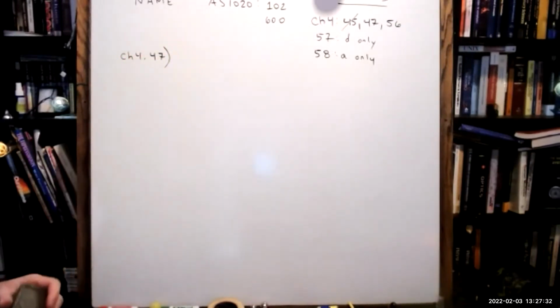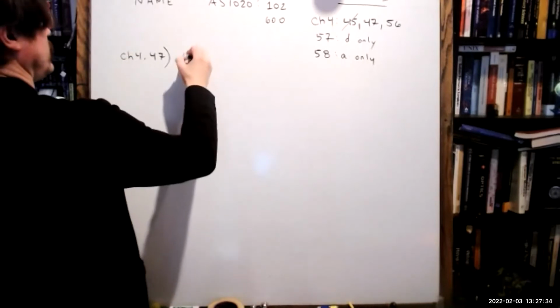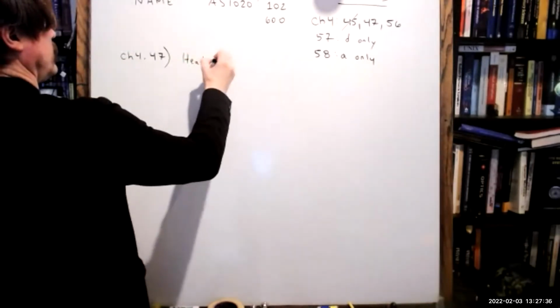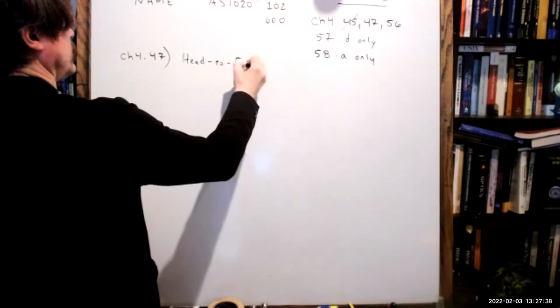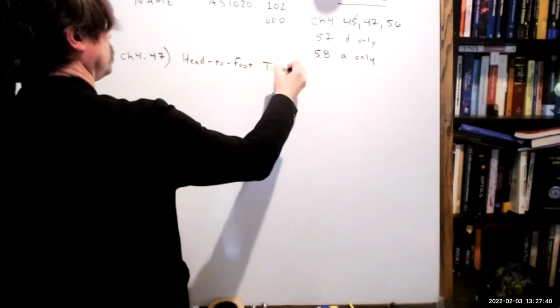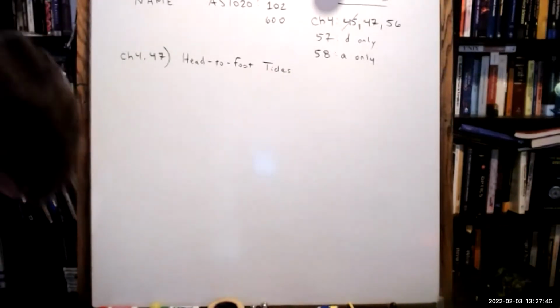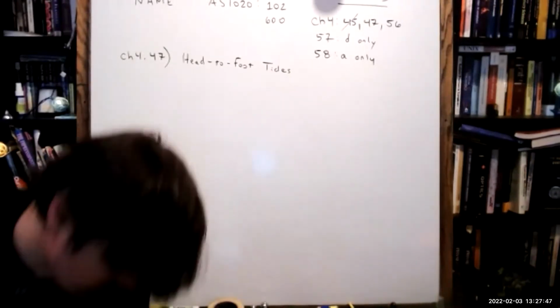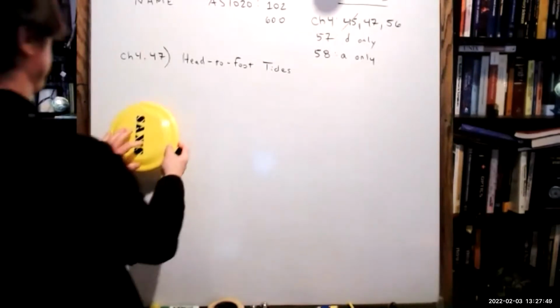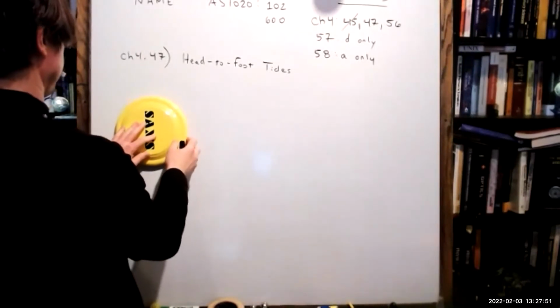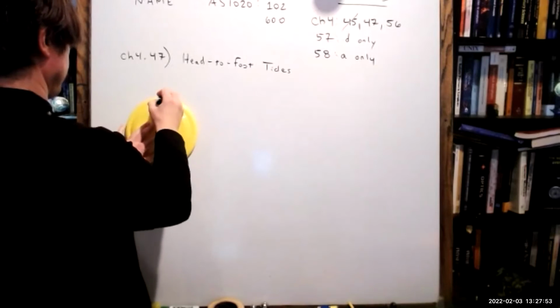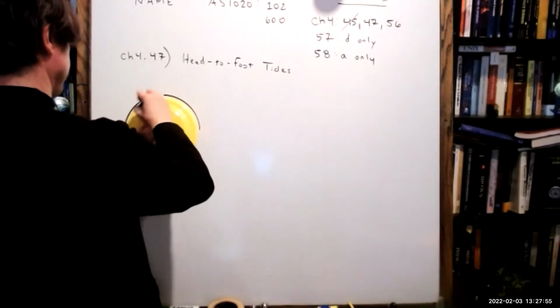All right. Number 47. The title is Head to Foot Tides. You and Earth attract each other gravitationally, so you should also be subject to a tidal force resulting from the difference between the gravitational attraction felt by your feet and that felt by your head, at least when you are standing. Explain why you can't feel this tidal force.